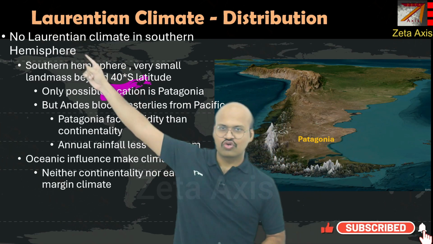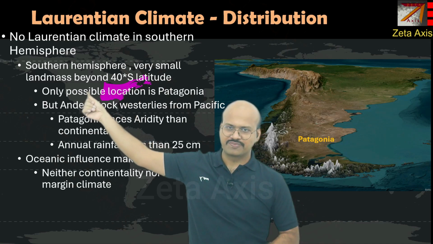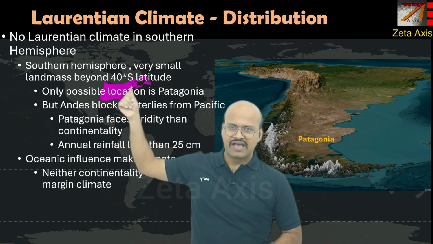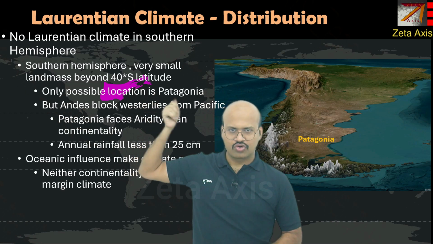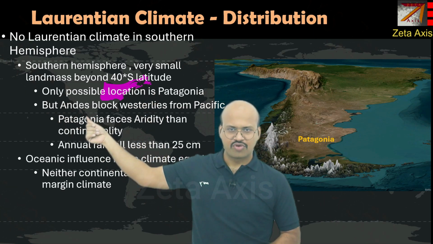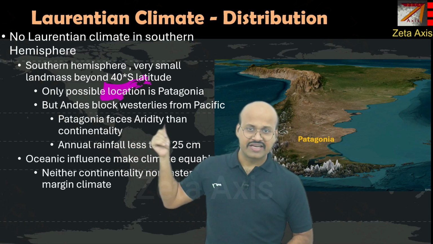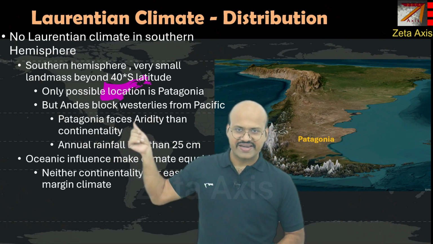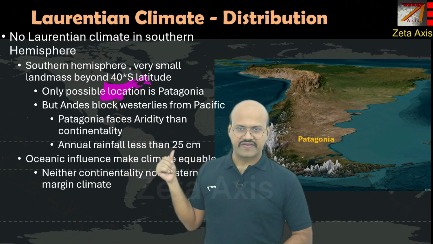So we see no Laurentian climate in the southern hemisphere, which has very small landmass beyond 40° south latitude, and the only possible location in the whole world was the Patagonia Desert. But the Andes block westerlies from the Pacific. Patagonia faces aridity, then continentality. So it faces aridity, desert-like condition. And annual rainfall is less than 25 cm.